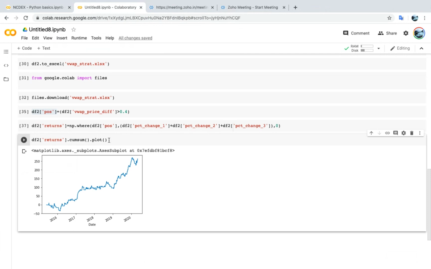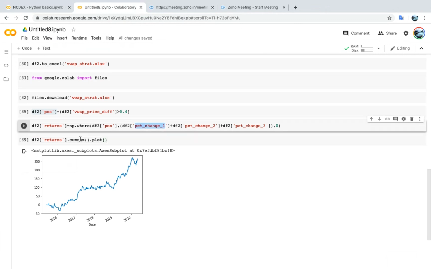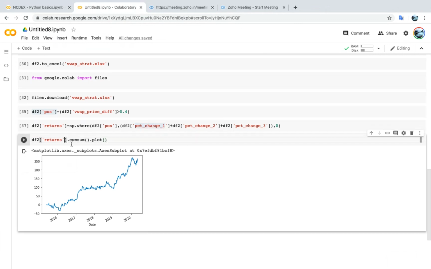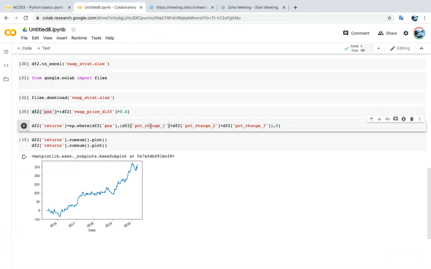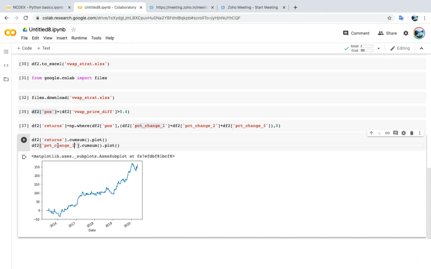So let us compare if we would have taken the position in Apple in the year 2016 itself. Then how much would be the returns? So we will try to compare the percentage change of every day with the returns which we have generated.